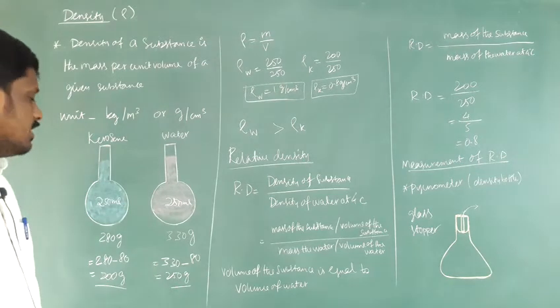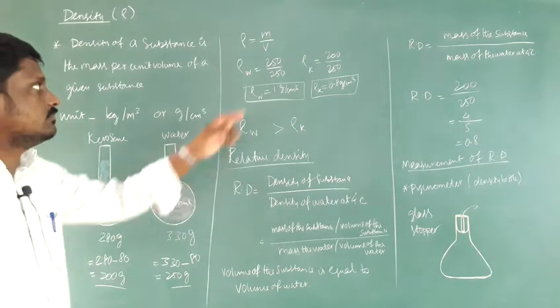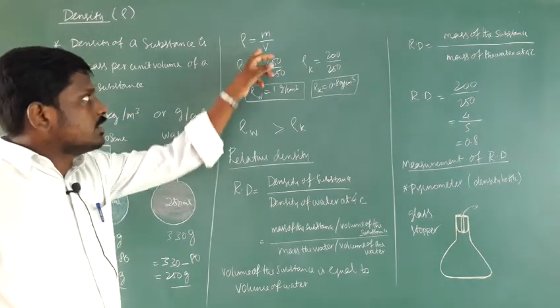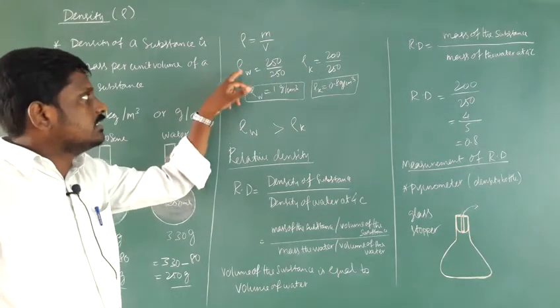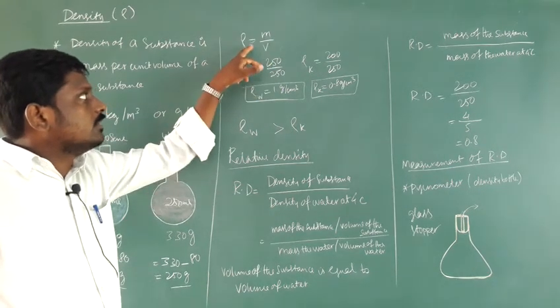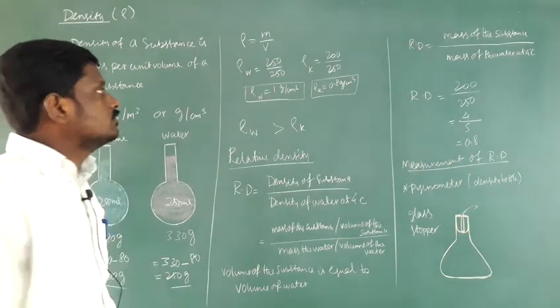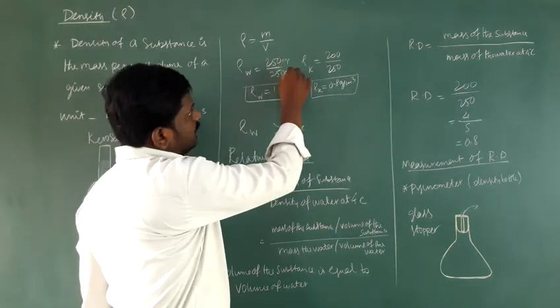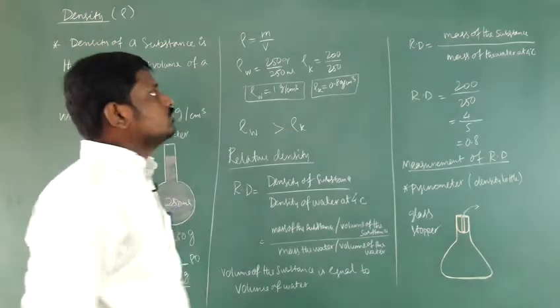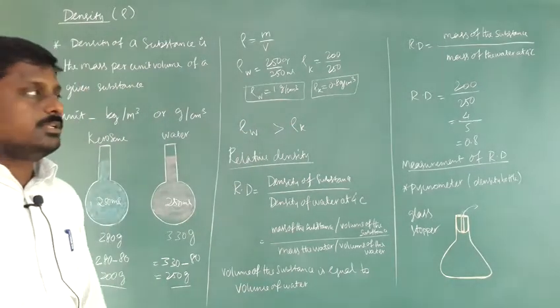So density equals mass by volume. We need to find first the density of water. The mass of the water is 250 gram, and the volume of the glass vessel is 250 ml. So 250 gram by 250 ml, the 250 cancels, and you get the density of water as 1 gram per centimeter cube.